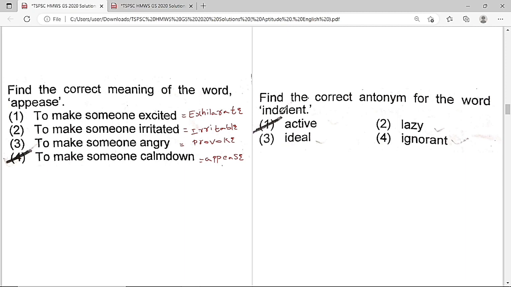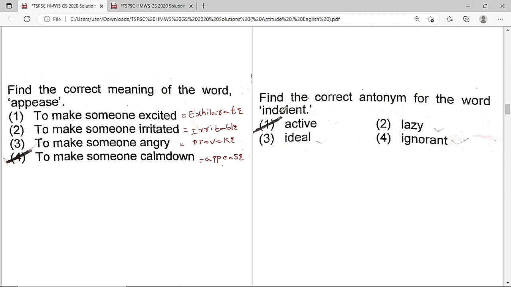Indolent means no interest, whereas active means taking interest. So both are antonyms. We can say active is the antonym of indolent. Indolent means you are a very lazy person. Active means you are a very active person. Then the synonyms of indolent are lazy, ignorant and ideal.